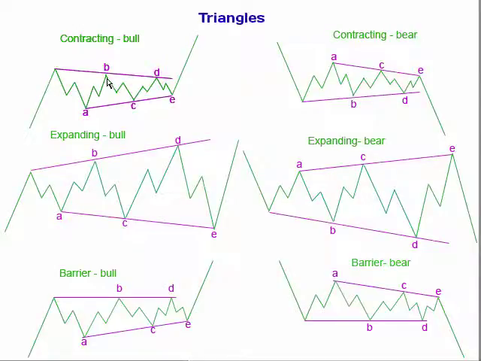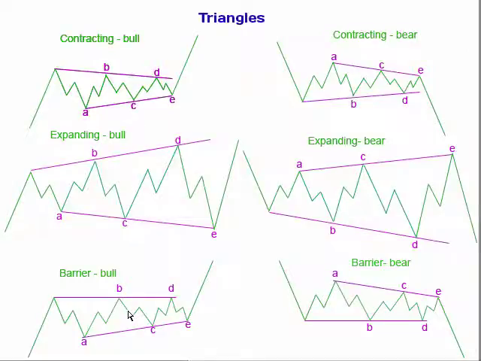For a contracting triangle, the main rule is where each subwave should end. The C wave cannot move beyond the end of the A wave. The D wave of a contracting triangle may not move even a slight fraction beyond the end of the B wave, and the E wave can't move beyond the end of the C wave.